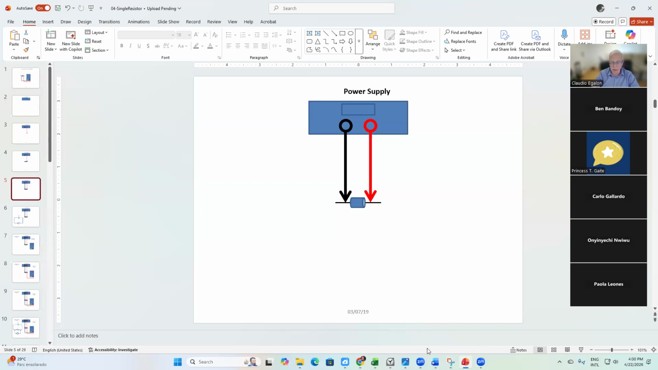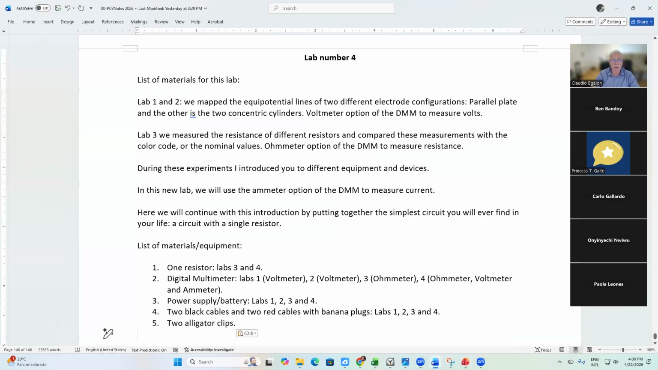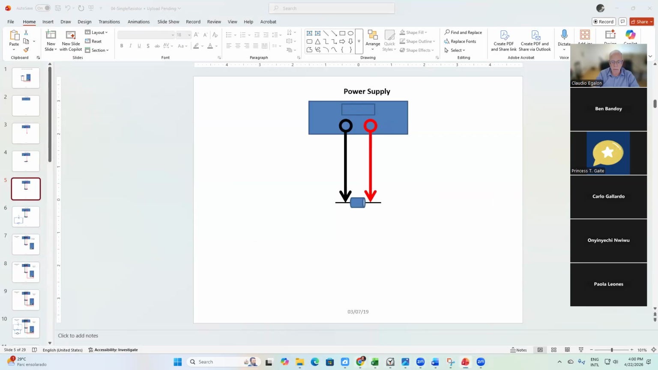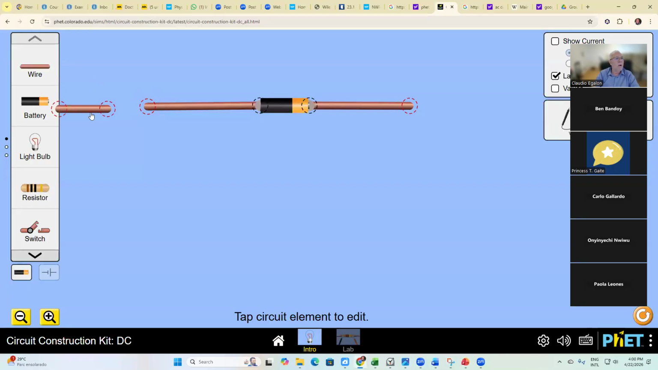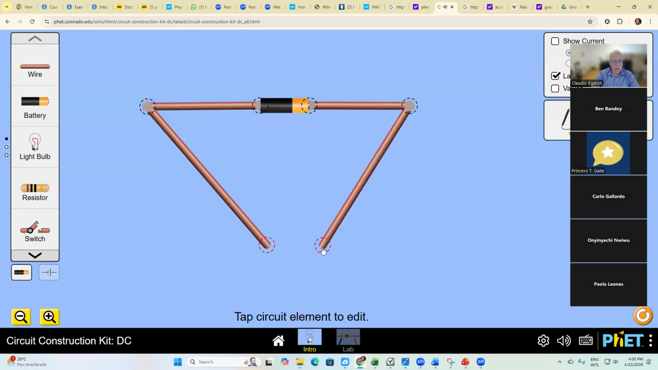And I'm going to do the same here in the simulation. Here you go. I got to close the circuit right in here. I'm going to even do it like that, you know, to cut down on the wires. Here you go, the resistor.